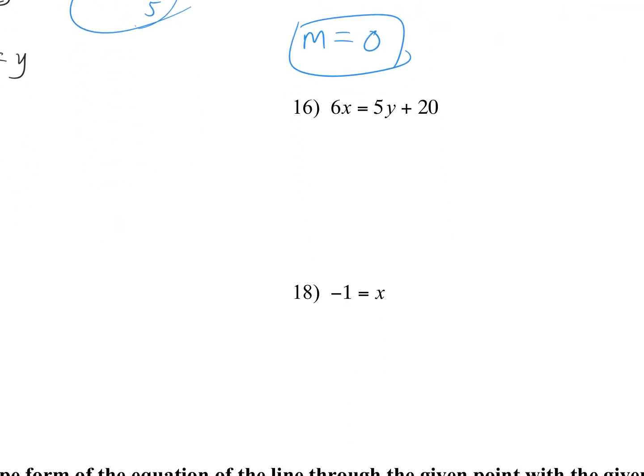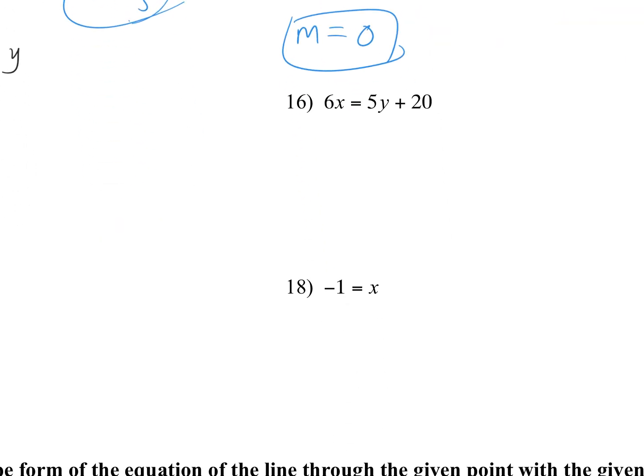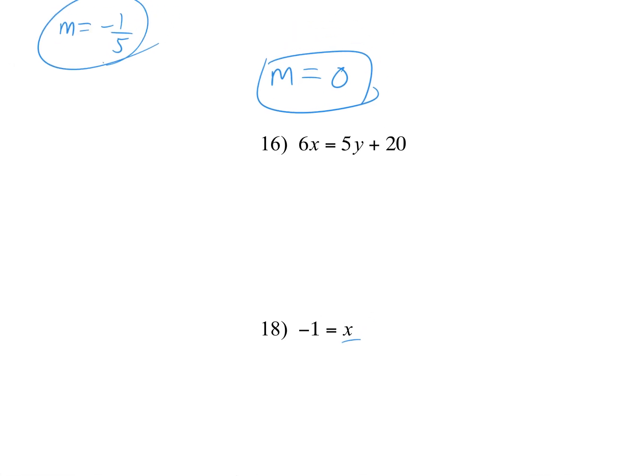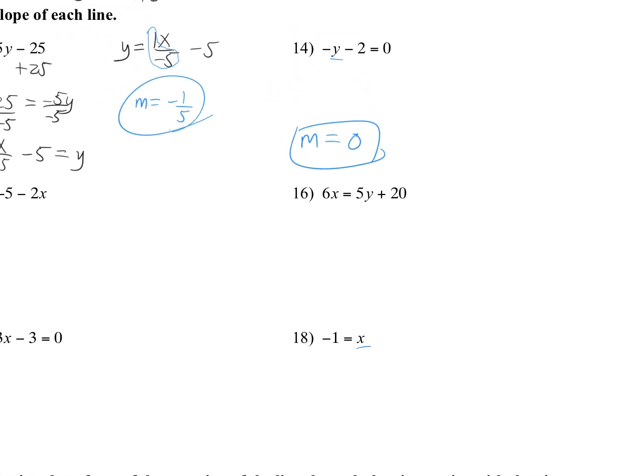Right? Something like number 18. 18, we just see an x, right? There's no y. It's already solved for you. You have negative 1 equals x, but that doesn't really help you here. Right? Don't mess up an easy problem like this and say that your slope is negative 1. Right? Just because you see it doesn't mean that that's your slope. Right? It's going to be an undefined slope. This is a vertical line.